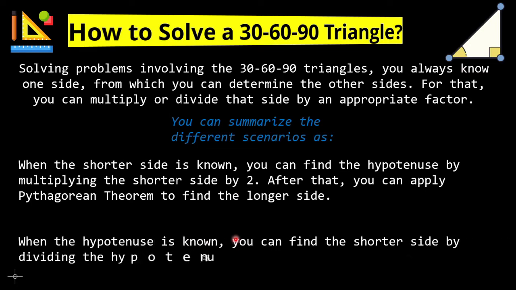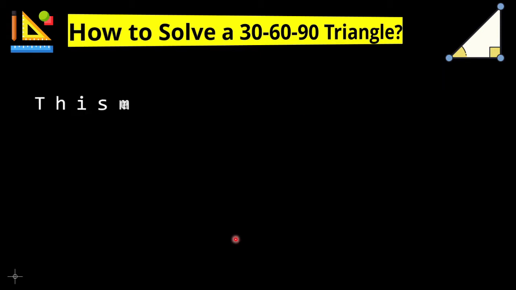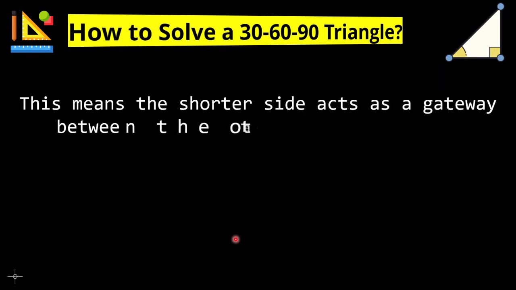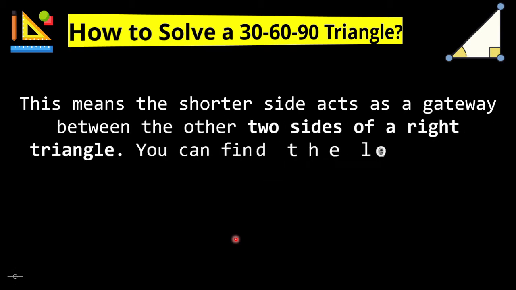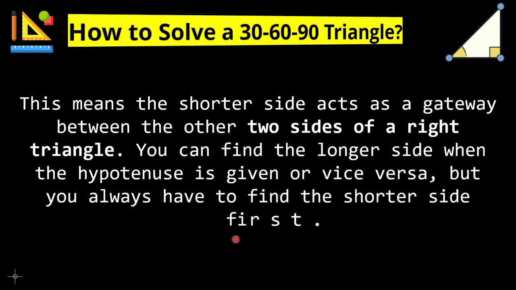When the hypotenuse is known, you can find the shorter side by dividing the hypotenuse by 2. After that, you can apply the Pythagorean theorem to find the longer side. Okay? So, this means that the shorter side acts as a gateway between the other two sides of a right triangle. You can find the longer side when the hypotenuse is given or vice versa.